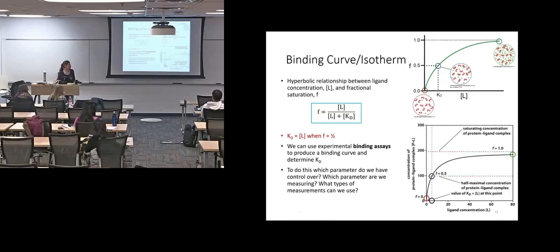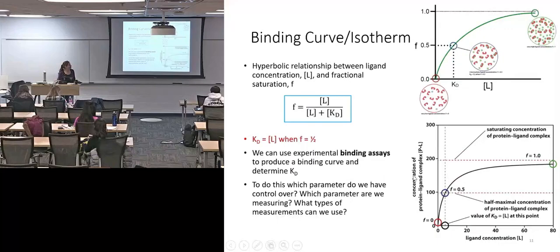So again, this is the way it actually looks in your textbook, ligand concentration on the x-axis, and then the concentrations of the complex are here. And so where it's saturating is where it would be 1, and then half of that concentration would be F .5.